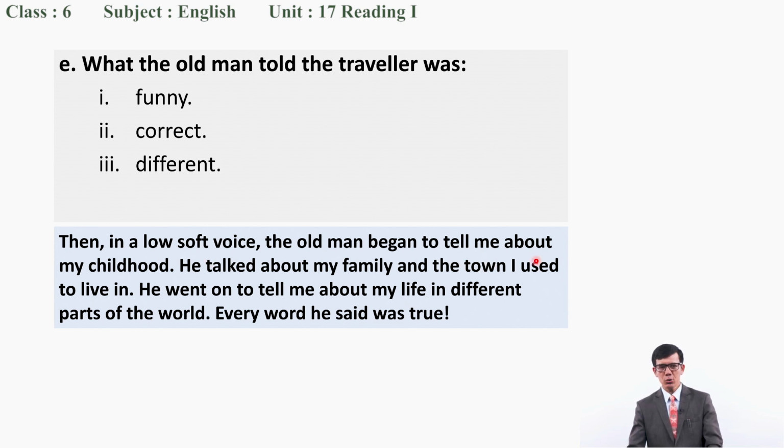"The old man began to tell me about my childhood. He talked about my family and the town I used to live in. He went on to tell me about my life in different parts of the world. Every word he said was true." Look, the surprising thing was, whatever the old man told was funny or correct or different? It was correct. What the old man told was correct or true there. So that is the correct answer. Correct. This is very surprising.